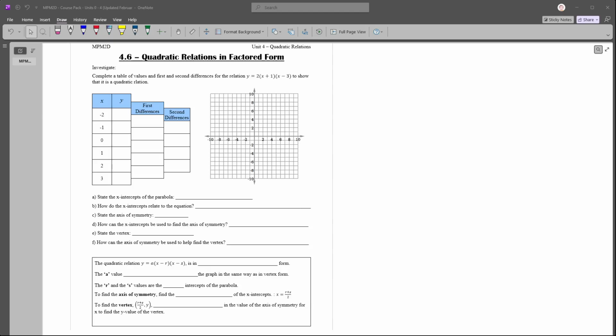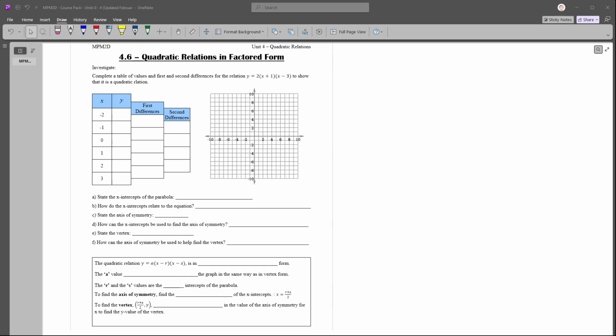So this topic is called quadratic relations in factored form. Factored form. That's not vertex form. It's also not standard form. It's going to be our third form of our quadratic relations. So before we can really truly understand this, let's do a little bit of investigation.